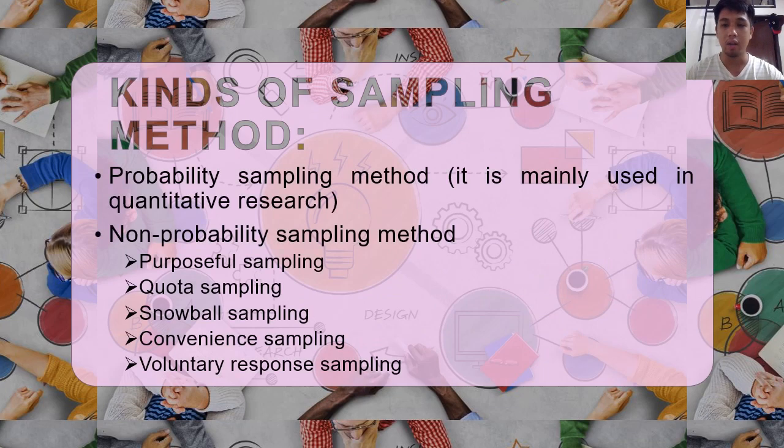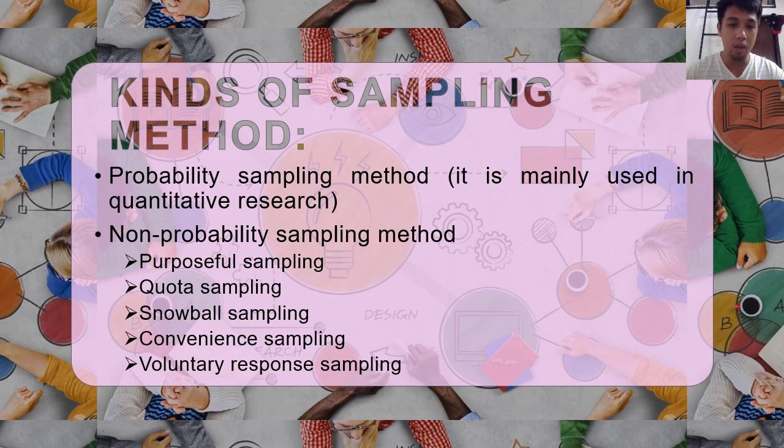In research, there are two kinds of sampling method. First, we have the probability sampling method, and the second is the non-probability sampling method. Probability sampling is commonly used in quantitative research. Why? Because probability sampling means that every member of the population has a chance to be selected to participate in our study. While the non-probability sampling method is more applicable in qualitative research.